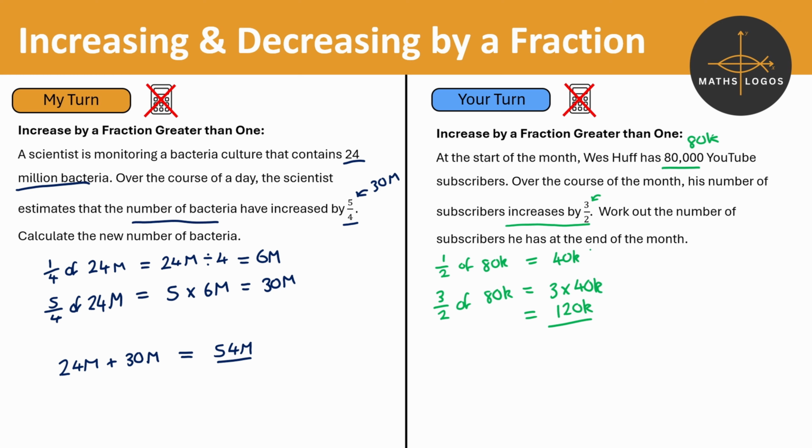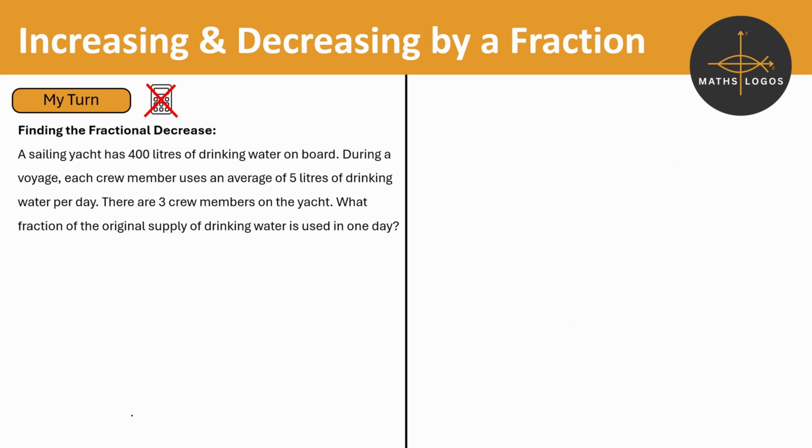Work out the number of subscribers he has at the end of the month. Well, he started with 80,000 and he's gained 120,000. And then I'll do 80 add 120 to give me 200. So he's now got 200k, not 200, but 200,000. I might write that as 200,000, like that. Our next example is a worded exam style question.